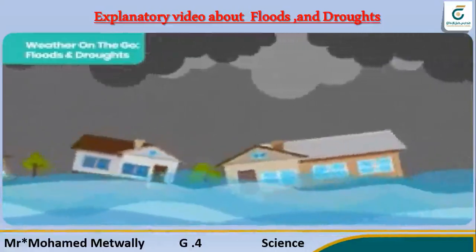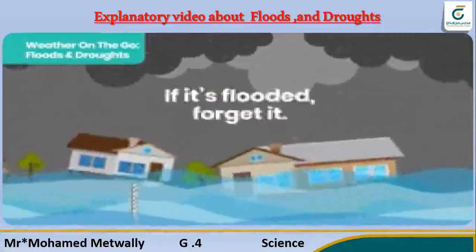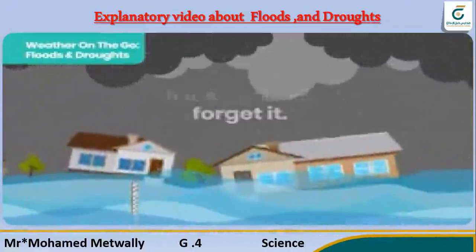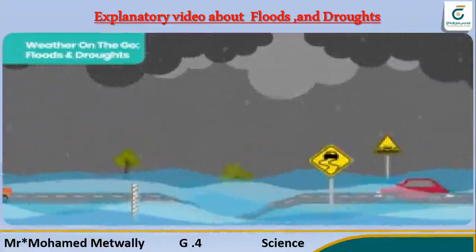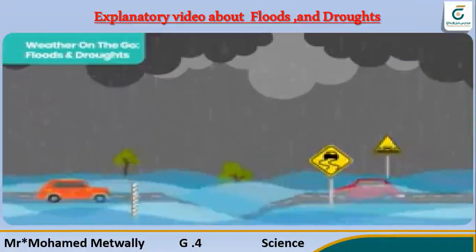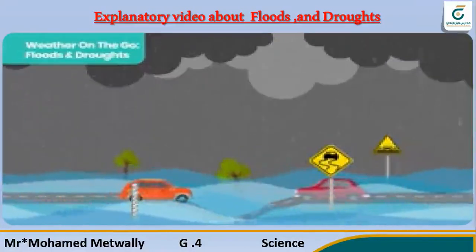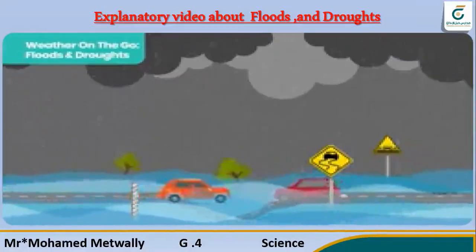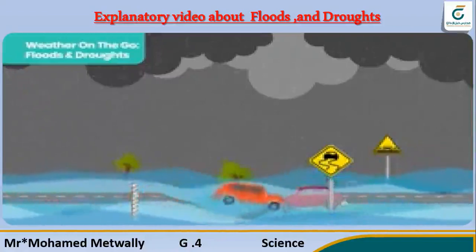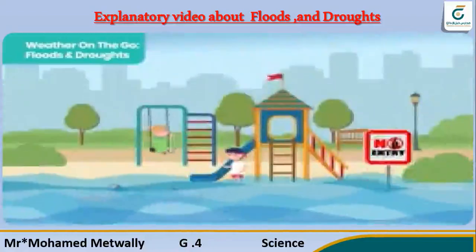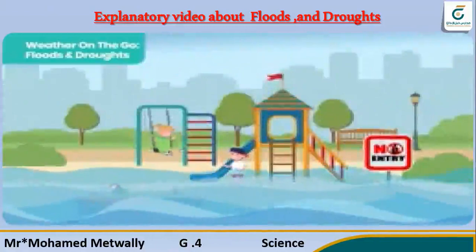There's a common saying here in Australia, which is, if it's flooded, forget it. This is used to warn people not to drive through water on the road. Even if it doesn't look deep, the road can be washed away underneath and the water can be moving very fast. And of course, remember not to play in floodwaters. You never know what's in there.